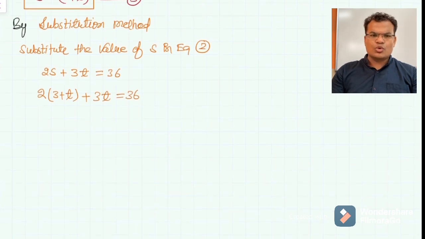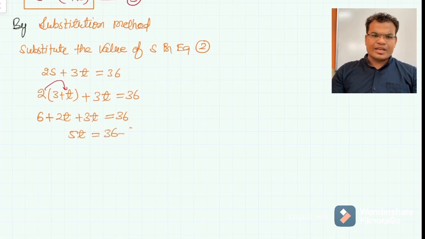Just multiply this 2 in the bracket, so you will get 2 into 3, that is 6, and 2 into t, 2t. So 6 plus 2t plus 3t is equal to 36. 2t plus 3t will be 5t equals to 36 minus 6. So you will get here 6. 36 minus 6 is 30. So 5t equals to 30.